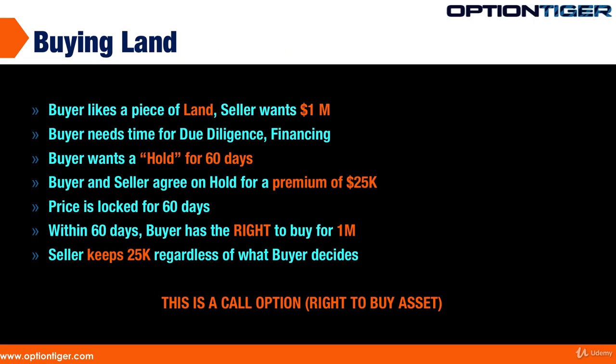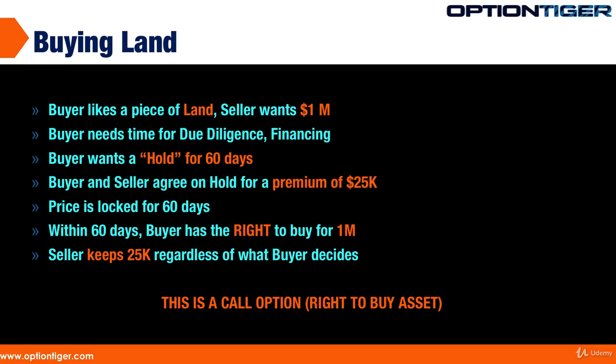Let's say there is a piece of land, and we're going to call this our underlying asset. There's a buyer who likes this piece of land, and the seller wants $1 million for this piece of land. Now, the buyer needs some time. He needs to do some due diligence, financing perhaps, and so the buyer wants a hold for 60 days. And the buyer and the seller agree for a hold of 60 days, and in return for this contract, the premium that they agree is $25,000. So the buyer pays $25,000 to the seller, and in return, the price is locked for 60 days.